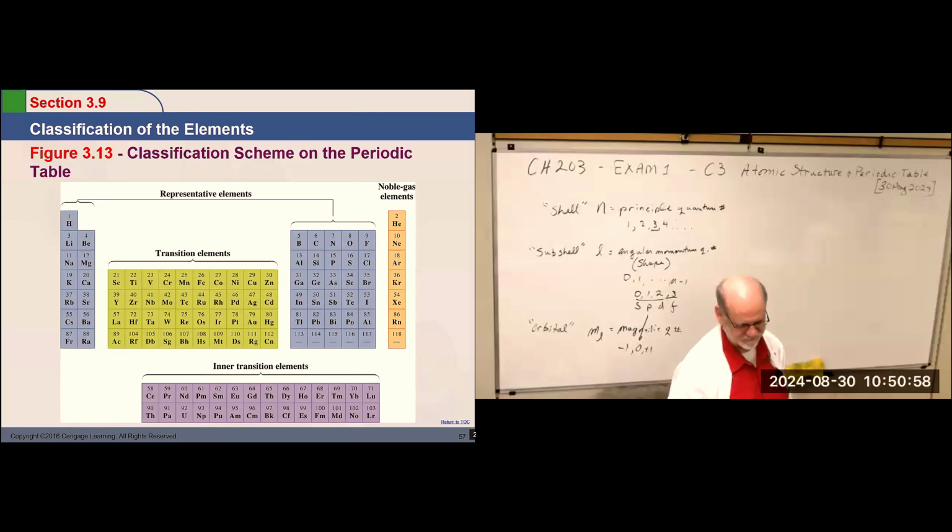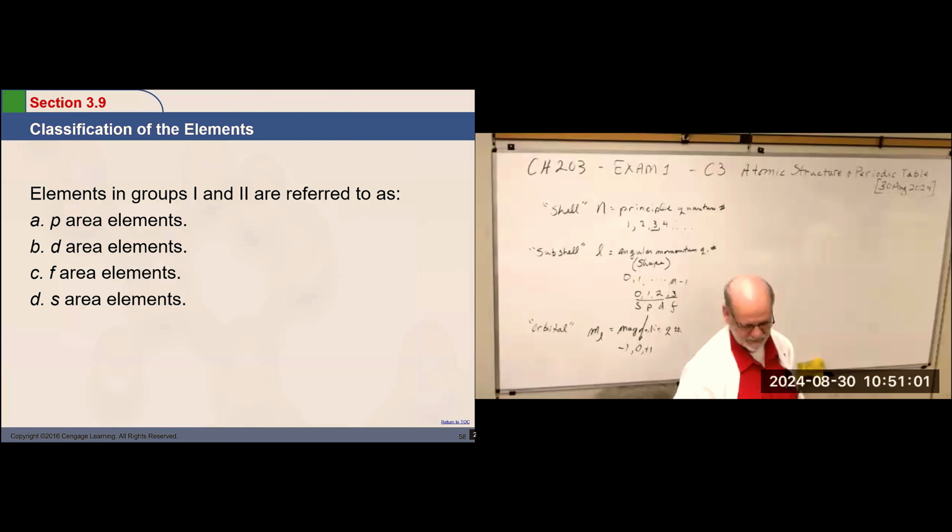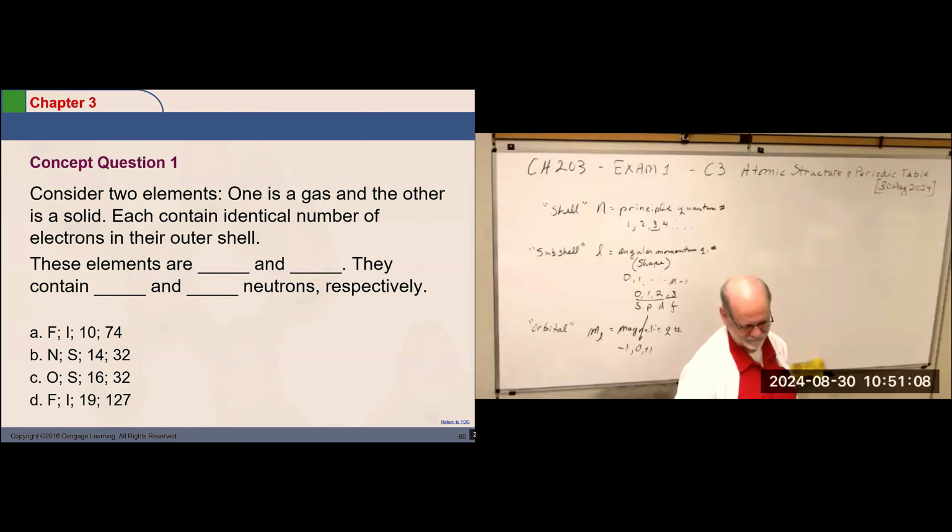Trying to make sense of it. Okay, elements in groups 1 and 2 fill the s orbitals. Oh, we're almost done, aren't we? When we get to concept questions, I think those are the last slides. Let's see how we're doing on time. Coming up on 11. Oh, that's good. That's the end of lecture time, and we can take a break before lab.